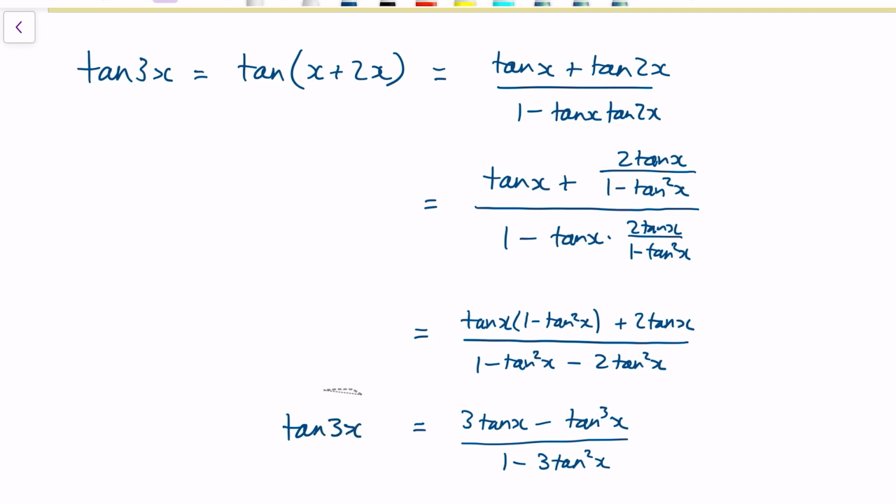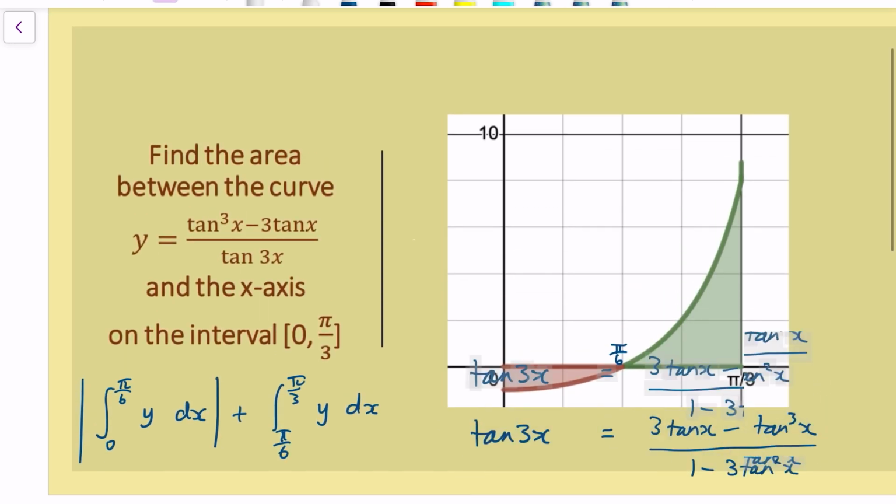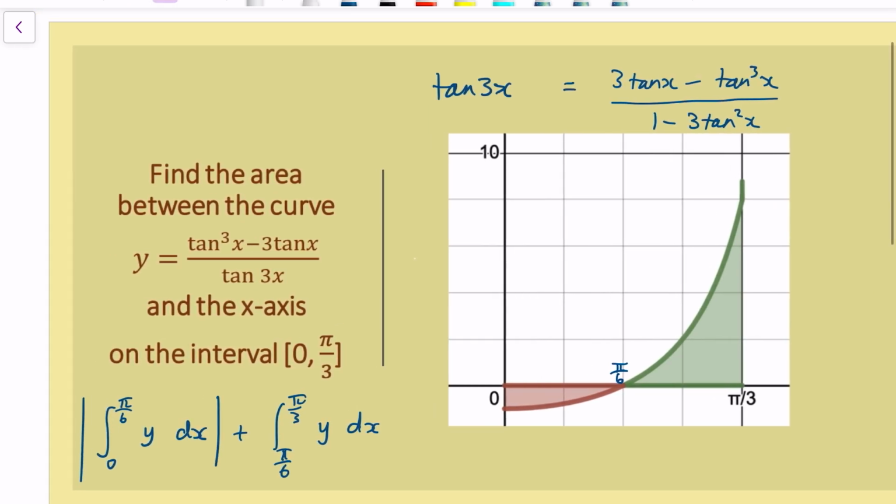Okay, now I'm just going to take that and bring it up here and have a look at how it compares to the thing we're trying to integrate. We are trying to integrate the expression y, which is tan cubed minus 3 tan. So it's the negative of, and the tan 3x, this bit's on the bottom. So we need to play switcheroos with the stuff at the bottom and the top, and then we need to take the minus of it. So the expression y is going to be equal to 3 tan squared x minus 1.